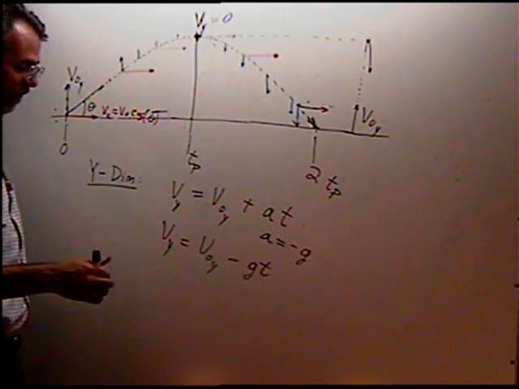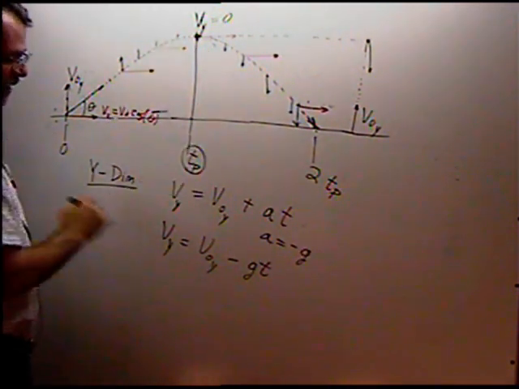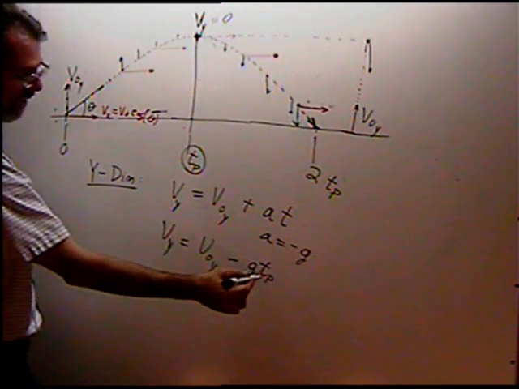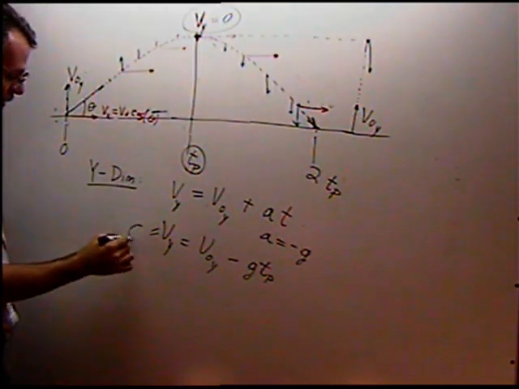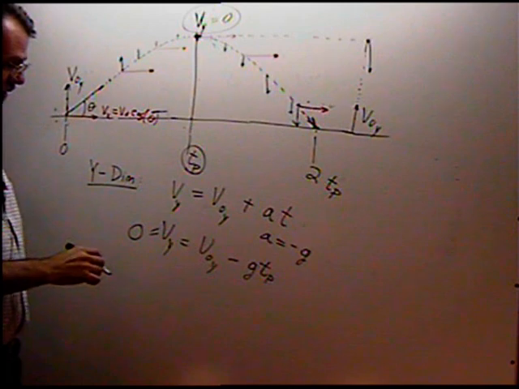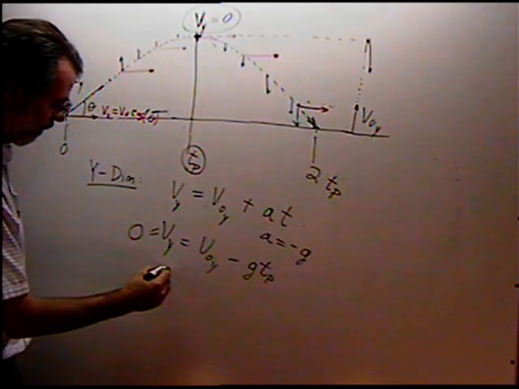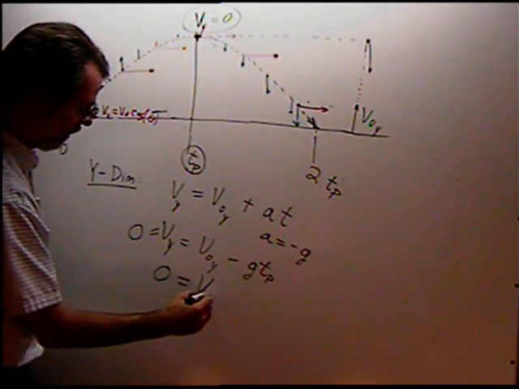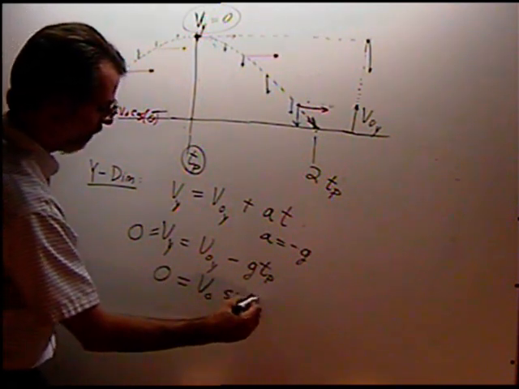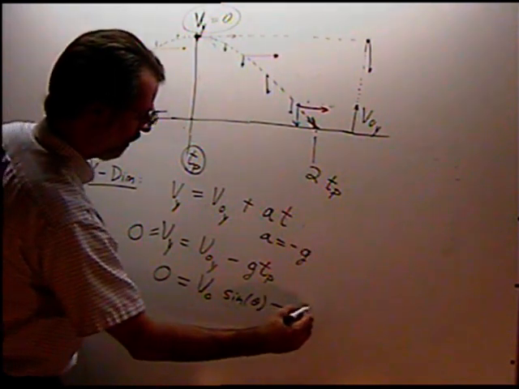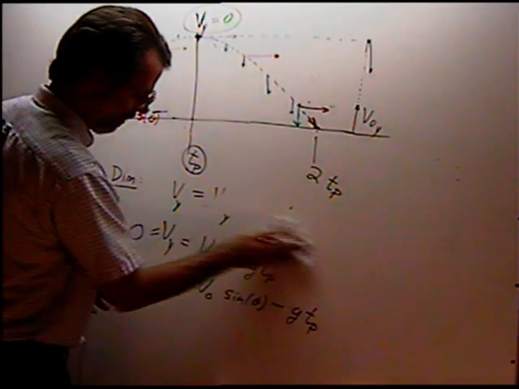Now, just as before, we're going to look at the situation where t is equal to t sub p. We put a t sub p because we're going to evaluate that, and we know that the y velocity is exactly 0 at the peak. Since it is exactly 0, we can say 0 equals the initial velocity in the y dimension, which is v0 times the sine of the angle, minus g times t sub p. We can go ahead and solve for t sub p now.